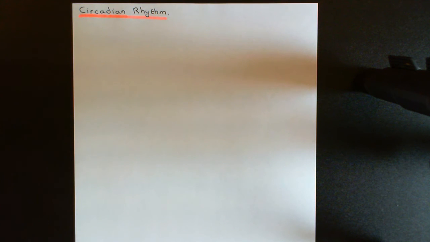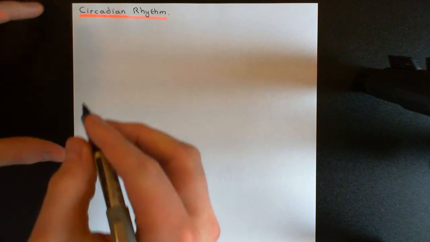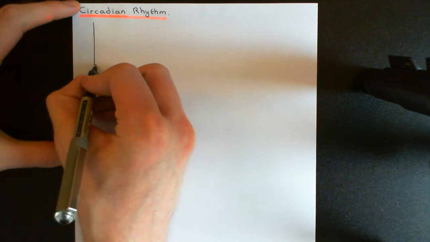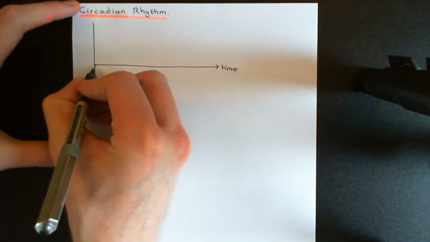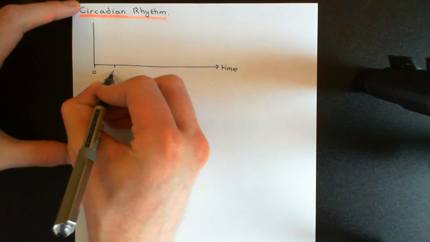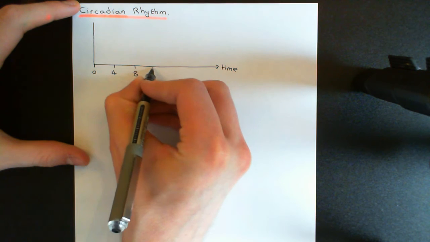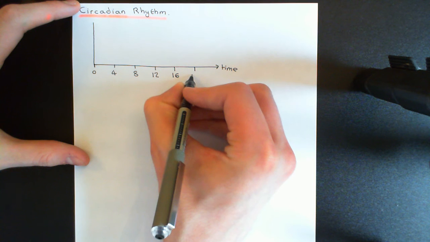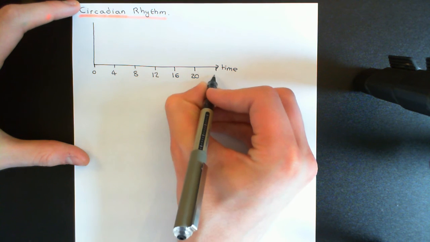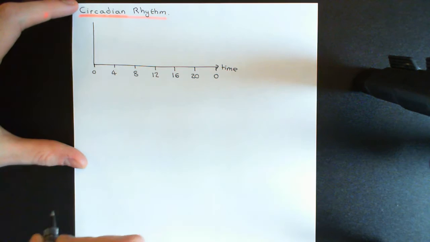Well, the amount of cortisol that you will have circulating in your blood is very, very low during the night. So at midnight and throughout the early hours of the morning, you're going to have very low levels of cortisol within your bloodstream. In fact, let's draw a graph of this. So we'll have time on the x-axis here. So we'll have 0, which is midnight. Then we'll have 4 a.m., 8 a.m., midday, 12, 4 o'clock in the afternoon, 16, 8 o'clock at night, 20, and then you're back to midnight again, which I'll call 0.